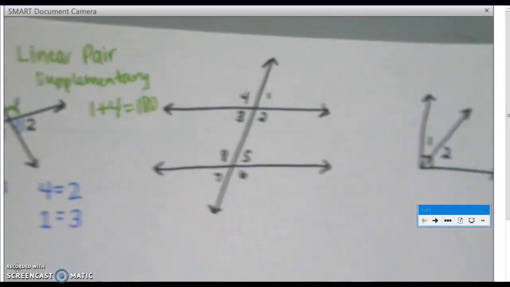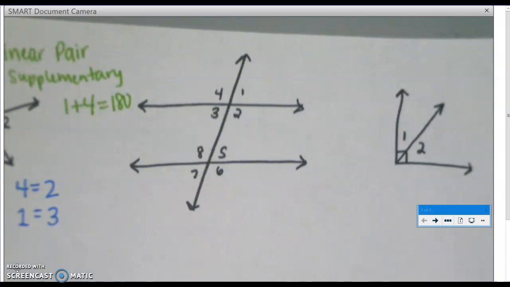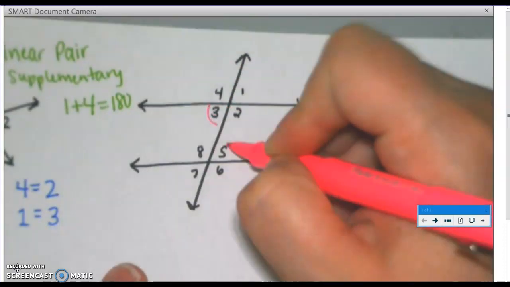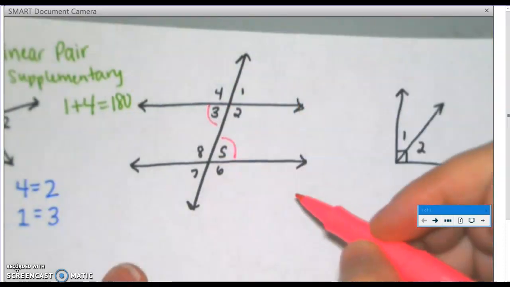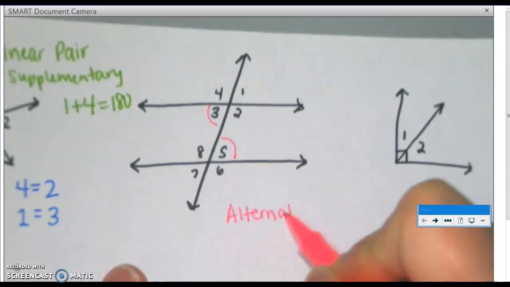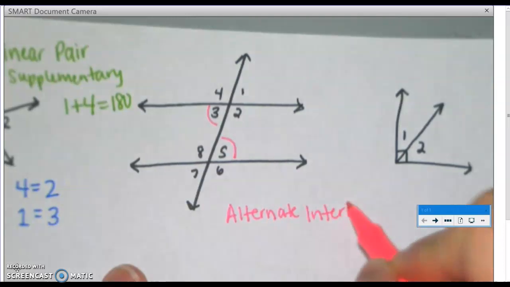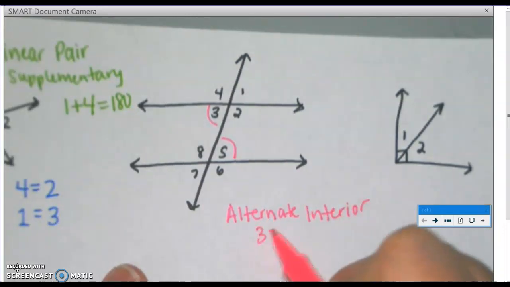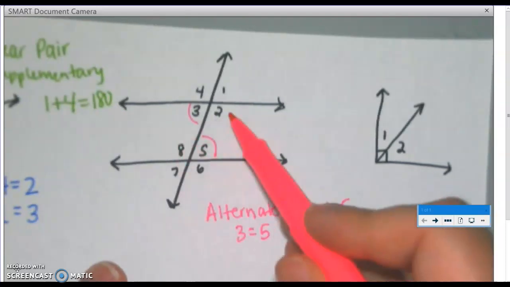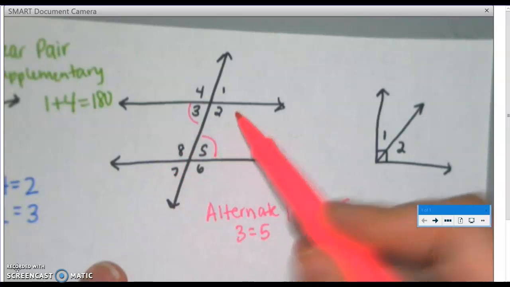All right, when you have two parallel lines cut by a transversal, there's even more angles that show up. Yes, this picture also has vertical angles. Yes, this picture also has linear pair angles. But 3 and 5 are a pair of alternate interior. So that means they're equal to each other. 2 and 8 are the other pair of alternate interior angles.